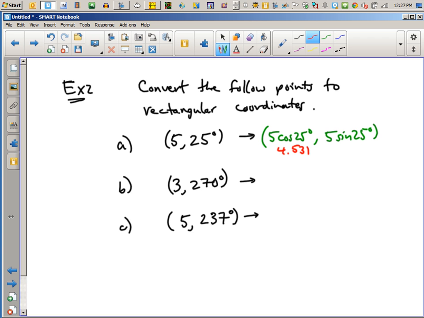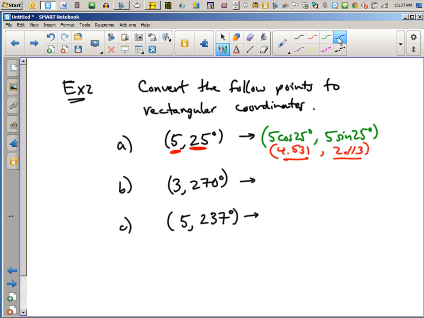Sorry for that. And then I need 5 sine 25. And that's 2.113. And that's the end of it. Those are the x and y coordinates. Notice that when the polar numbers are nice, we get these awkward x and y, and the opposite's true. If you have a nice x and y, you might not get a very decent looking r and theta, but that's okay. We don't mind these decimals at all, right?